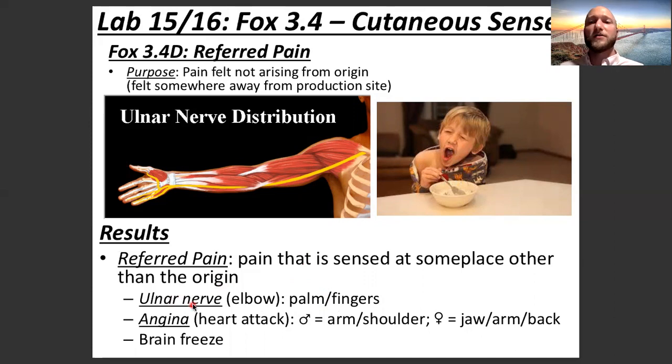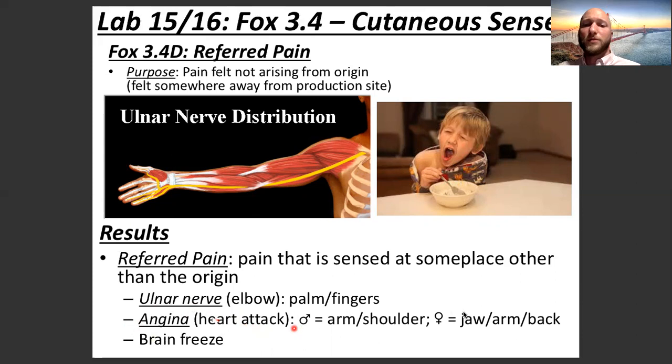It's not just when you damage nerves, though. Heart attacks or angina. It's kind of common in our society, I think most people have heard that when you have a heart attack, you feel pain and pressure in your chest, and then you can have pain going down your arms. Well, the problem is not in your arms. The problem is your heart.